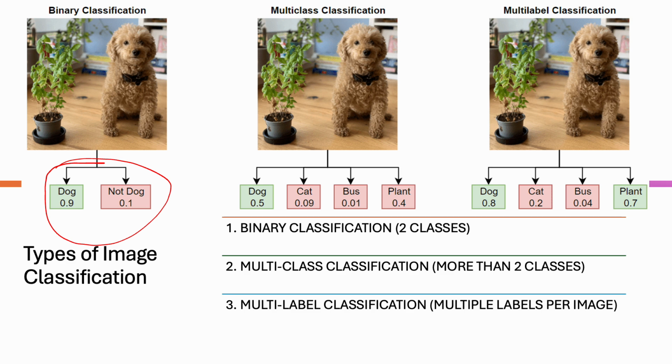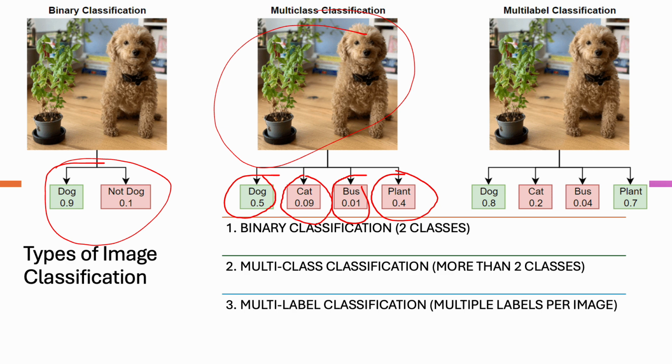Then number two, multi-class classification. Here there are more than two classes. Like identifying different types of animals. For example, we can identify dog, cat, even other animals, but for this example it has also bus, plant and so on.